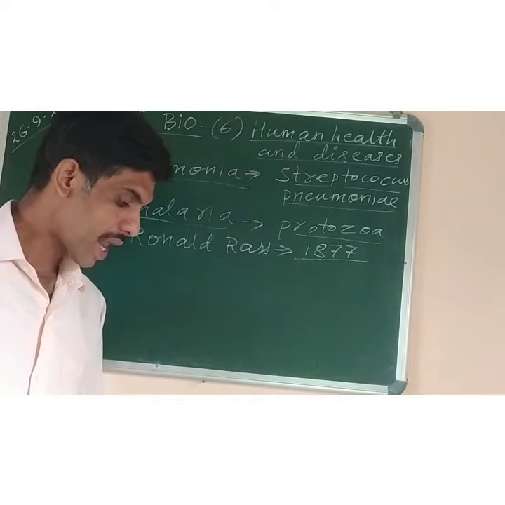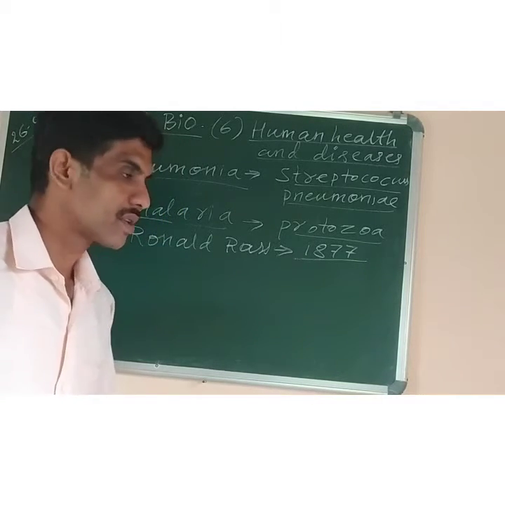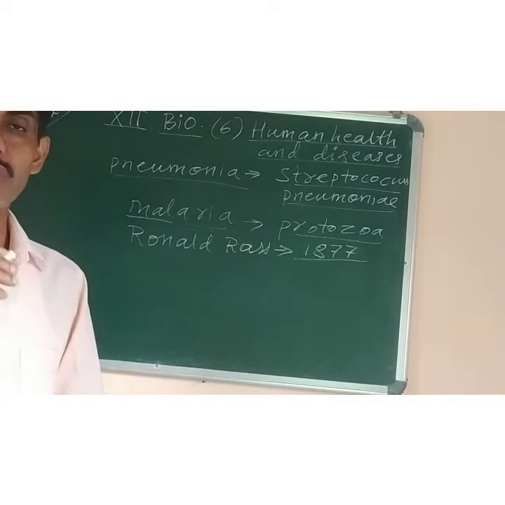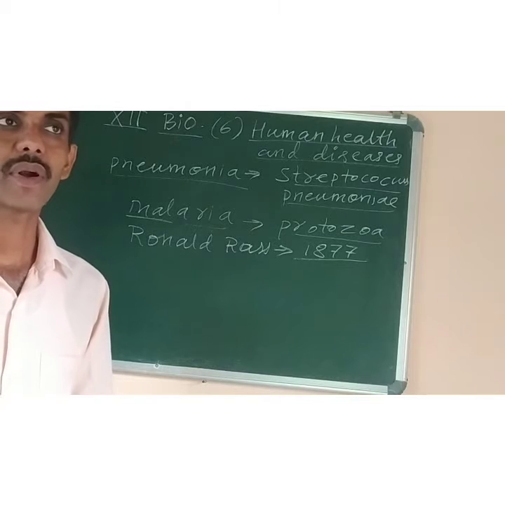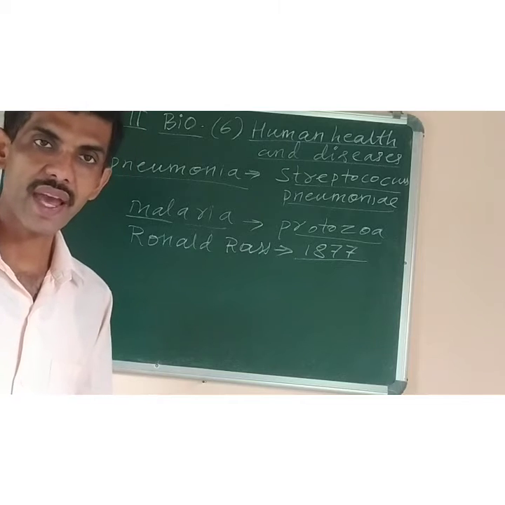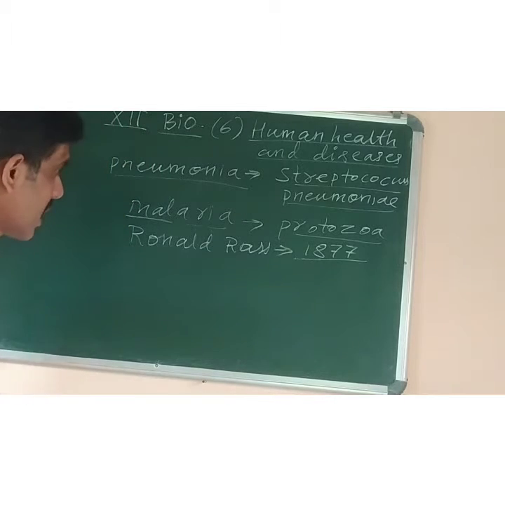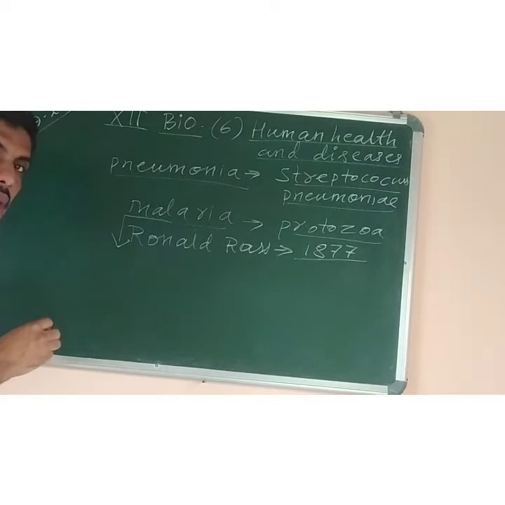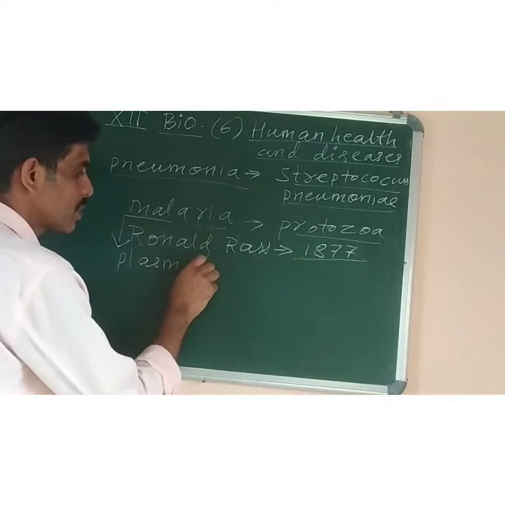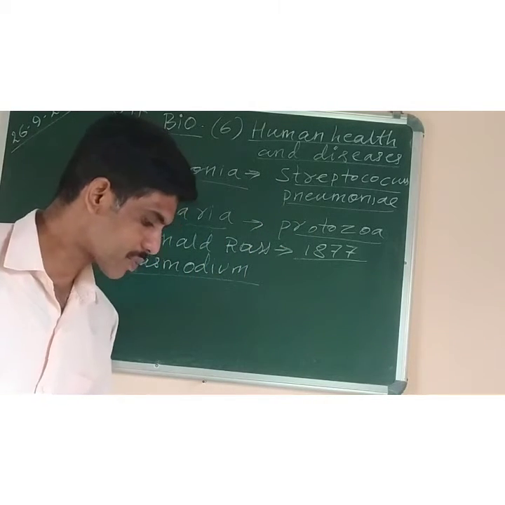And later on, Alphonse Laveran discovered the causative agent of malaria. So Laveran was another scientist who discovered the agent which causes malaria. He discovered the protozoan, that is Plasmodium, the one which causes malaria in human beings. Okay. Now it is well known the disease is caused by a protozoan, and the name of that protozoan is Plasmodium. So what is Plasmodium? It is a protozoan. So malaria is caused by Plasmodium species.